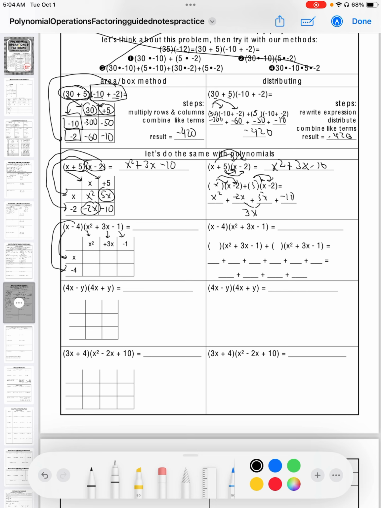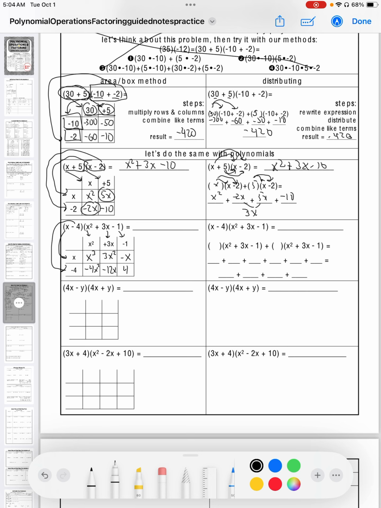Filling in these boxes, we have x times x squared is x cubed. X times 3x would be 3x squared. X times negative 1 would be negative x. Negative 4 times x squared would be negative 4x squared. Negative 4 times 3x would be negative 12x, and negative 4 times negative 1 would be a positive 4.